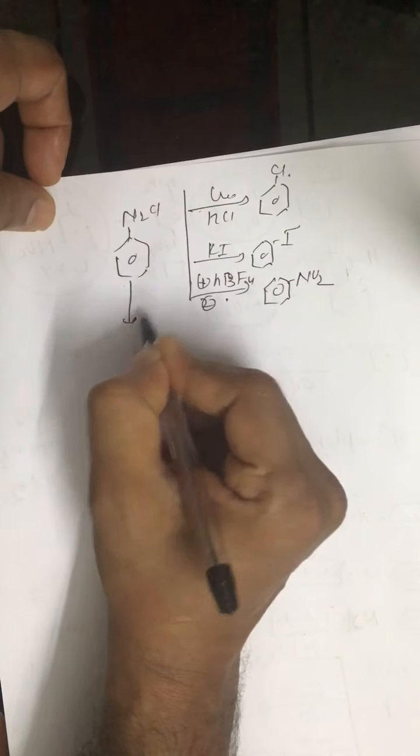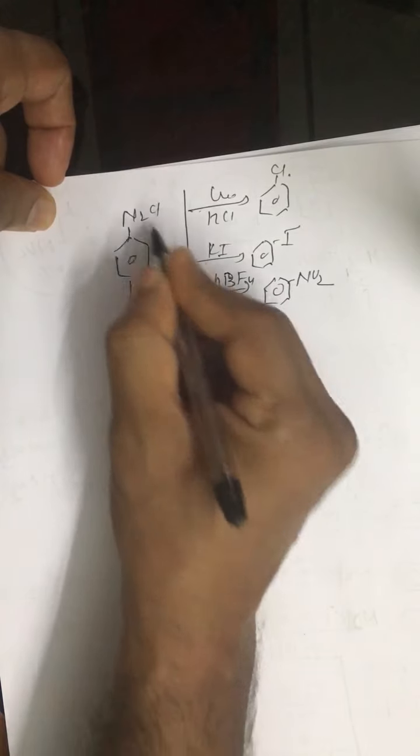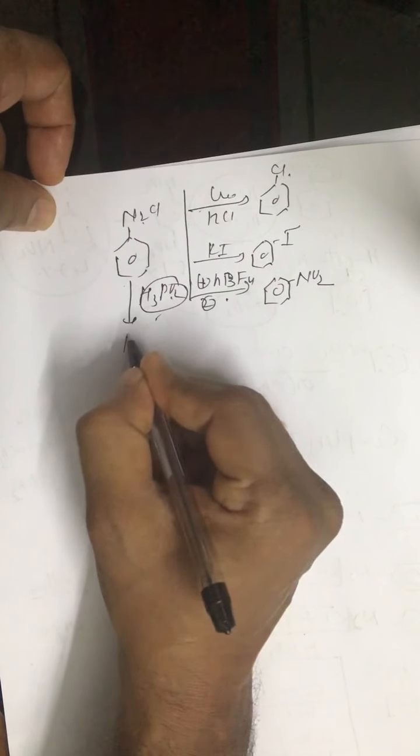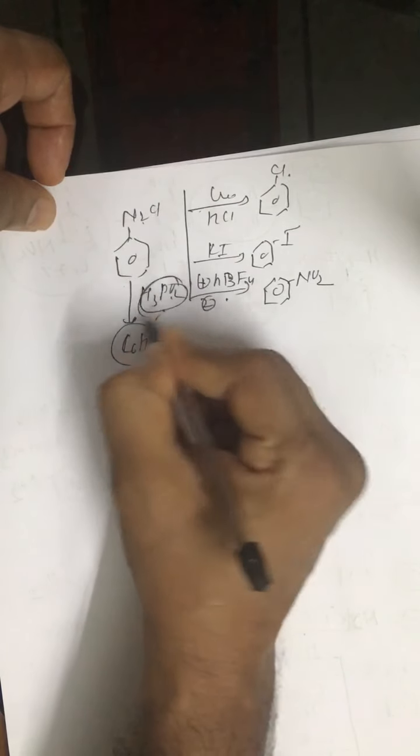On reduction with H3PO2, which is oxidized to H3PO3, it is reduced to benzene, C6H6, or with ethanol also we get benzene.